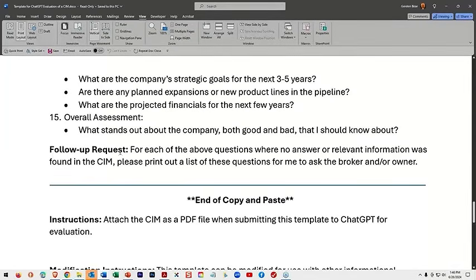Overall assessment. Okay, this is my favorite question, because we're asking ChatGPT, who now has read this whole thing, has digested it, fully understands everything it's telling it. And then we're saying, with all that wisdom that is built into the AI system, all that knowledge which it has now captured about the company, we're going to ask that ChatGPT with the PhD, what stands out about the company, both good and bad, that I should know about? And that's the catch-all question.